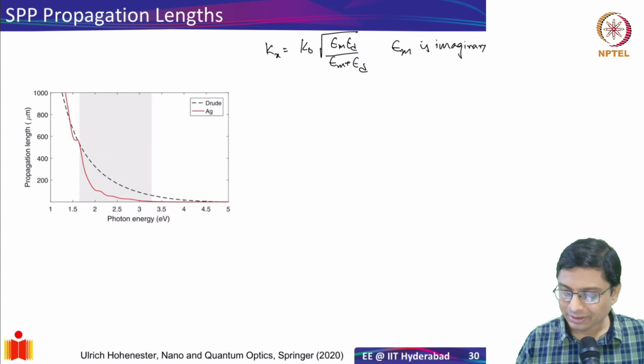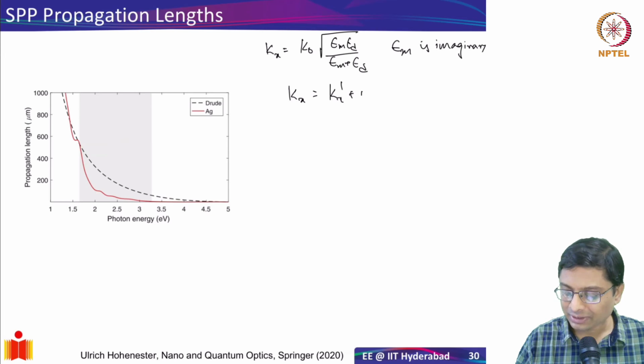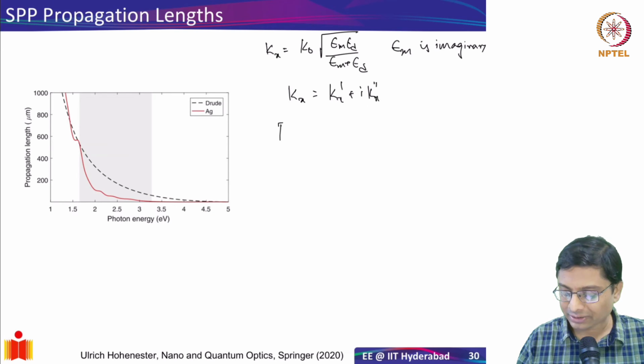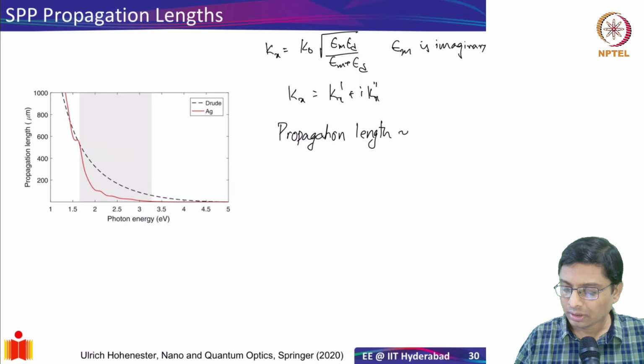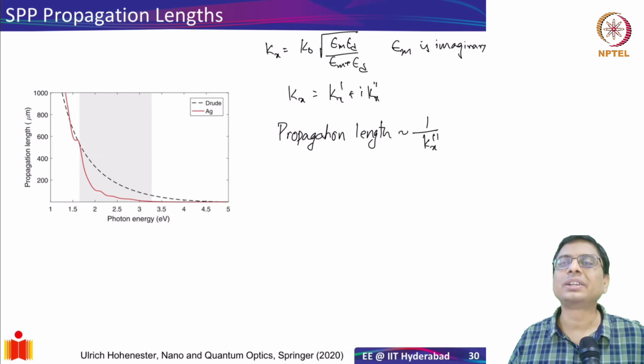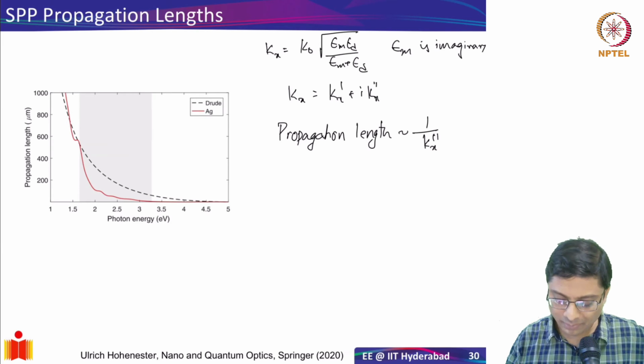So what does loss mean? Well, your kx is now not going to be a simple number. It's going to have a kx prime plus i kx double prime. Okay, there's going to be real and imaginary parts to your propagation constant, KSPP, right? And from the imaginary part, I can calculate how much is the propagation length. So propagation length is going to be 1 over kx double prime. So once I know my imaginary part, if I have a very large imaginary part, then the propagation length is going to be less, right?